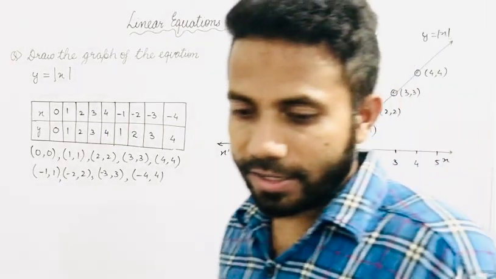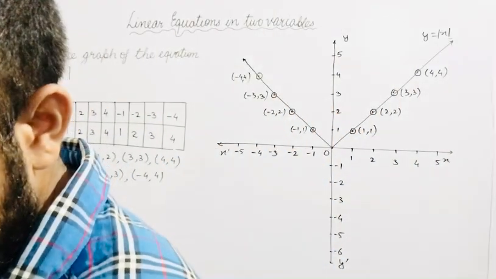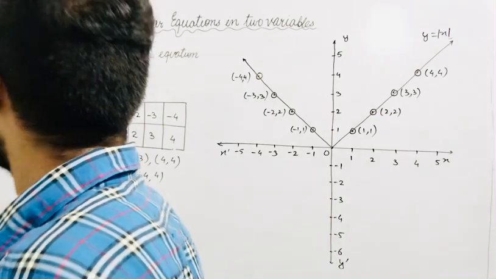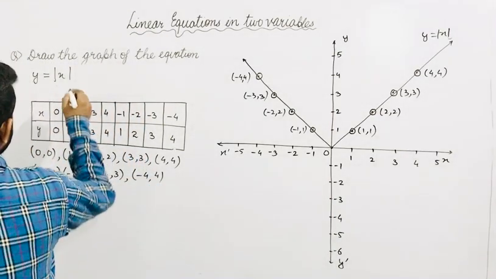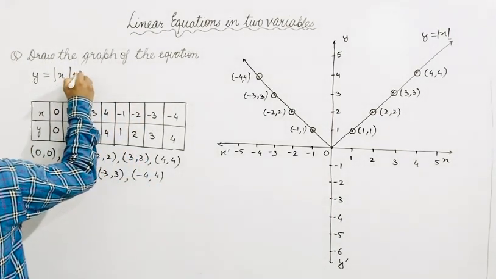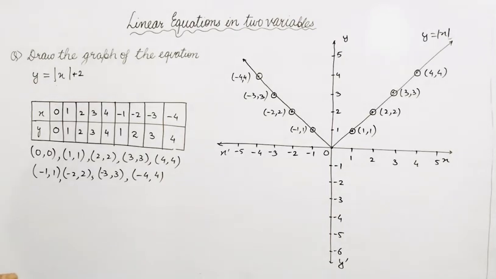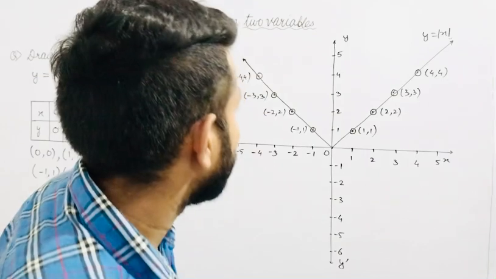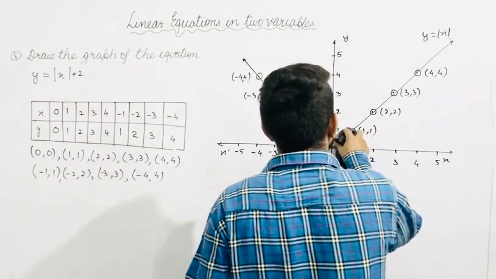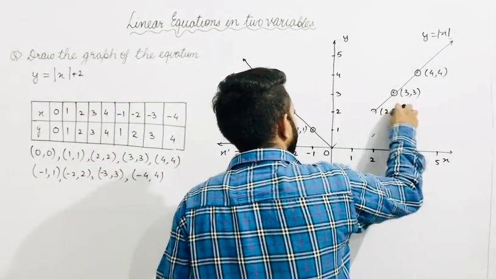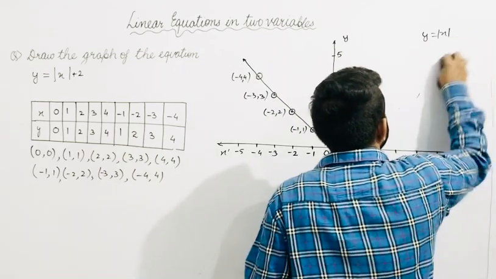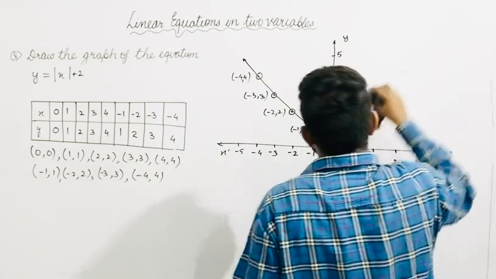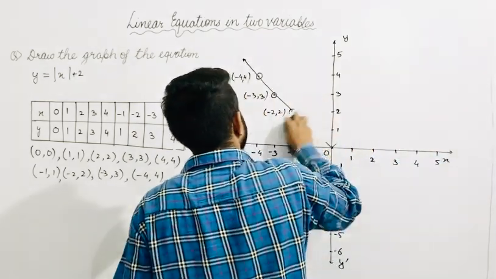Now let us take the next question. That is, you have to draw the graph of y equals mod x plus 2. Y equals mod x plus 2. Let us do it in the same question. Let us do it here only. Let us erase it. Let us erase this part as well.